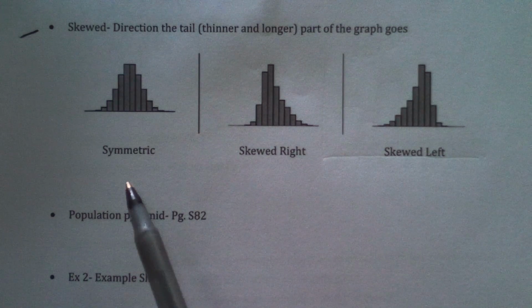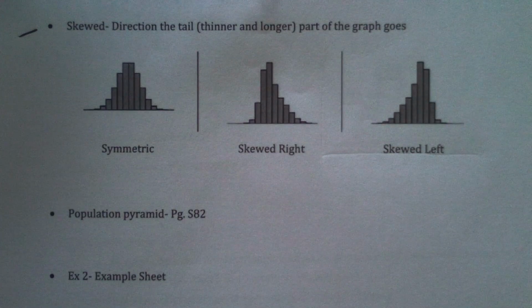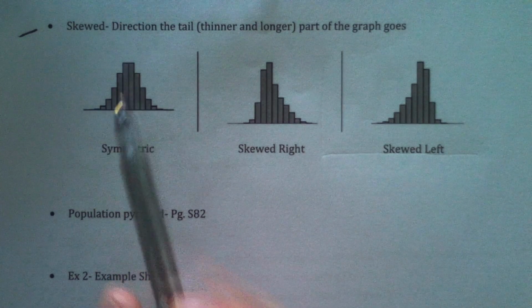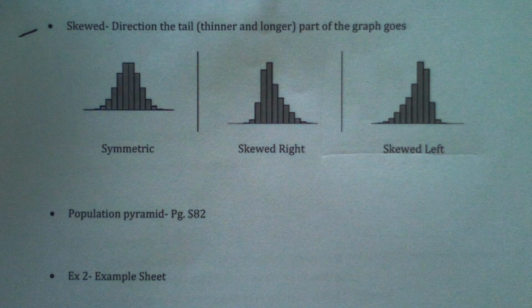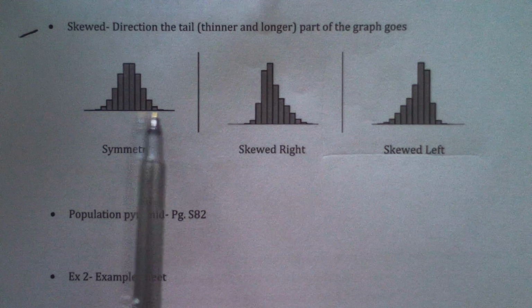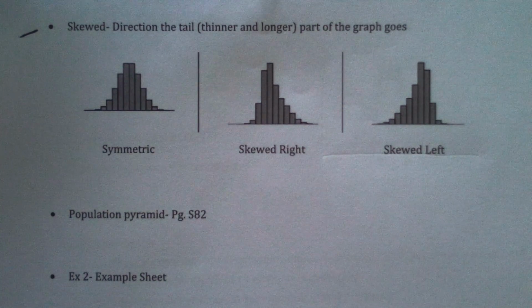Symmetric is just like symmetry that we had in geometry where it's the same on both sides. It's going to be similar in the middle there and then kind of phases out on both sides. It doesn't have to be exactly symmetric. In this case, it does look like it's exact, but if it looks fairly symmetric, that would be fine. You could just put fairly symmetric or something like that.